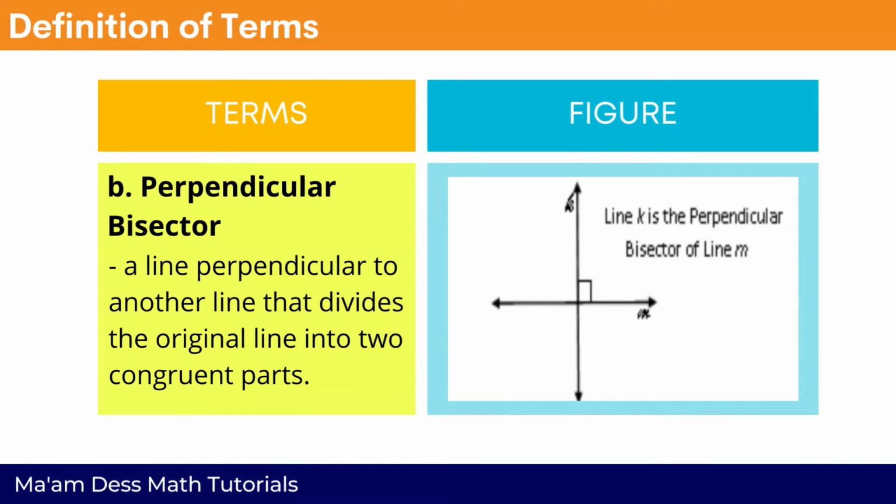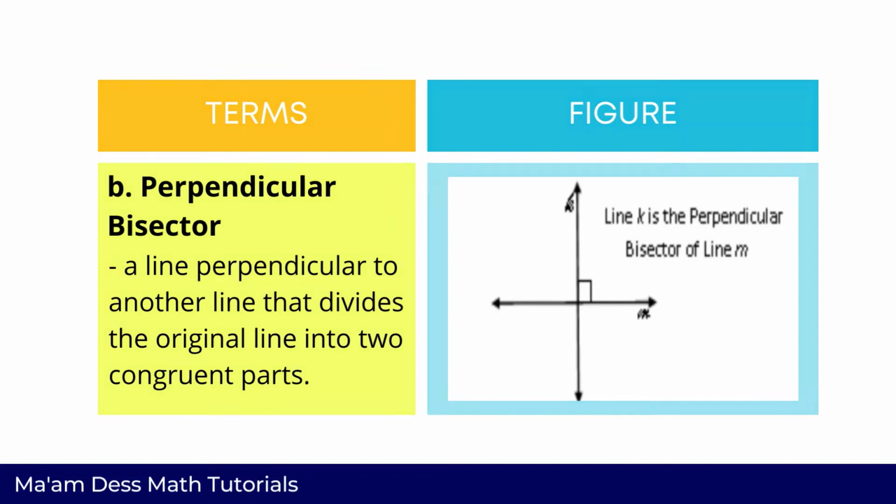B. Perpendicular bisector. A line perpendicular to another line that divides the original line into two congruent parts. From the figure at the right, line K is the perpendicular bisector of line M.